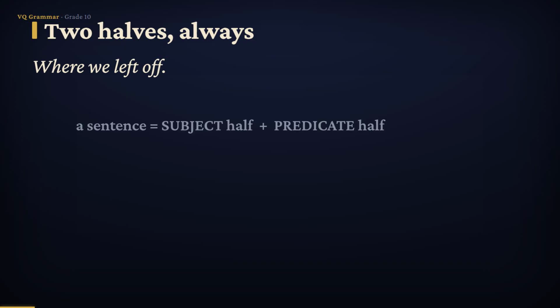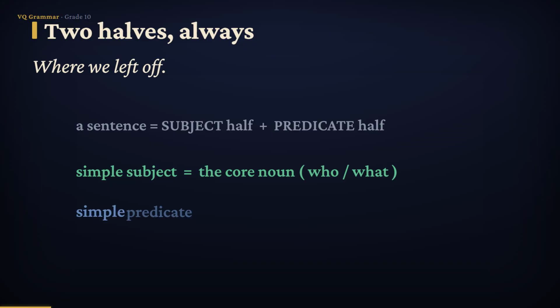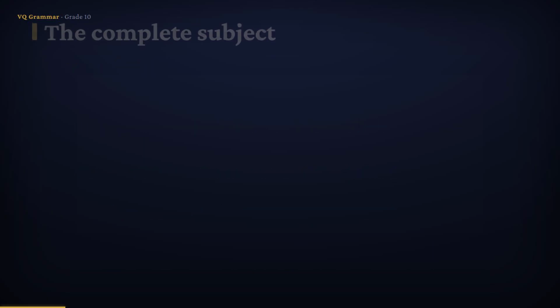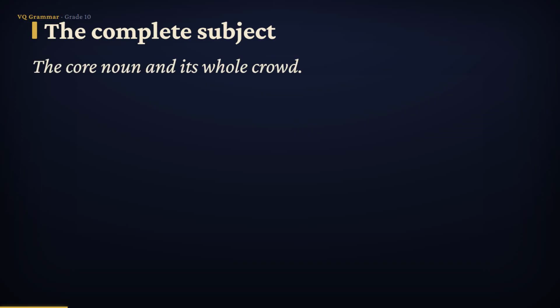Every sentence has two jobs. One half names who or what the sentence is about, and the other half tells what that subject does or is. In the last lesson, we went hunting for the core words. We found the simple subject, which is the core noun, and we found the simple predicate, which is the core verb. Today, we widen the lens. Instead of grabbing just the core word, we're going to take the whole half, the core word plus every single word that travels with it. So here's our first definition, and it's a generous one.